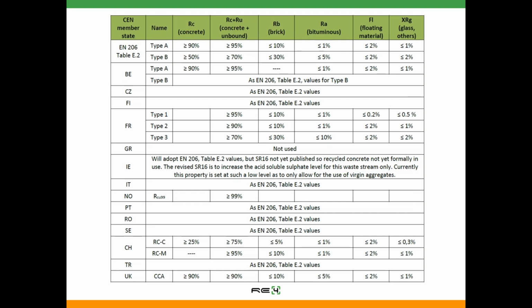But then, for example, Belgium uses its own system in some way. Czech Republic and Finland actually use the EN 206 system, but then different other countries use their own system.